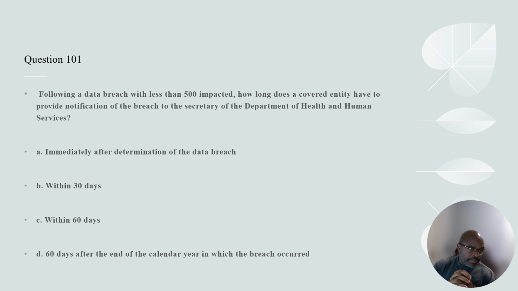My following question. Following a data breach with less than 500 impacted, how long does a covered entity have to provide notification of the breach to the Secretary of the Department of Health and Human Services? We have four possible answers again. Answer A, immediately after the determination of the data breach; B, within 30 days; C, within 60 days; or answer D, 60 days after the end of the calendar year in which the breach occurred.